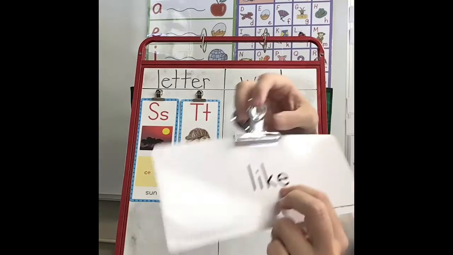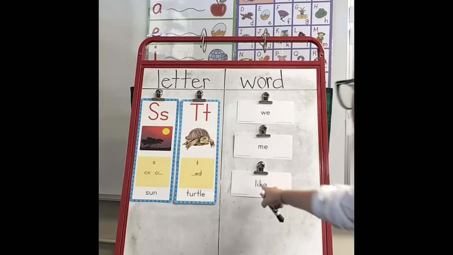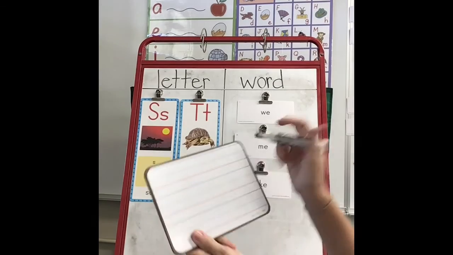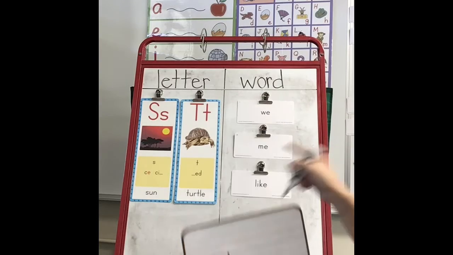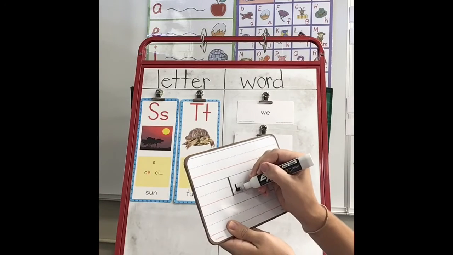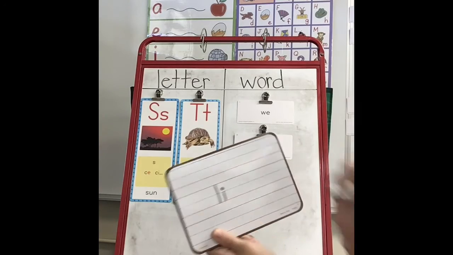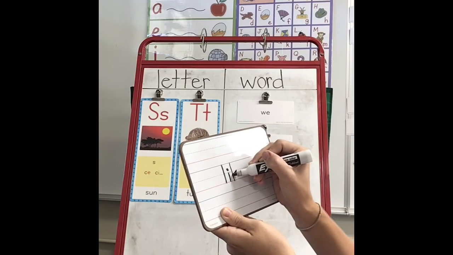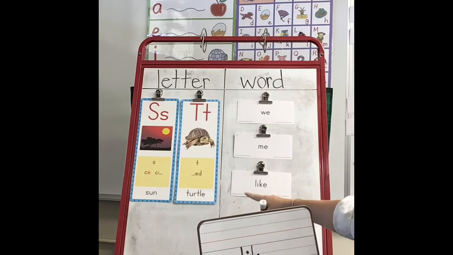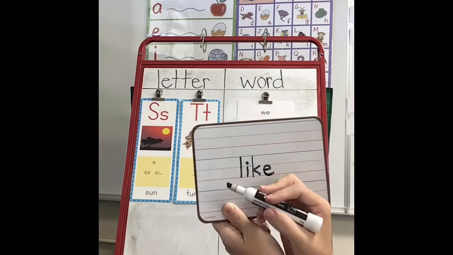L-I-K-E. Like. Now we get to write our word like. This lowercase l is tall, so we're going all the way to the top. We go down, and then to make our i, we go down and a little dot on top. Now our k is tall. We go down, in and out. And now we have to make our small e, across and around, like.